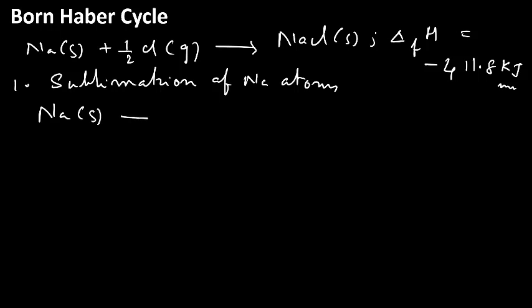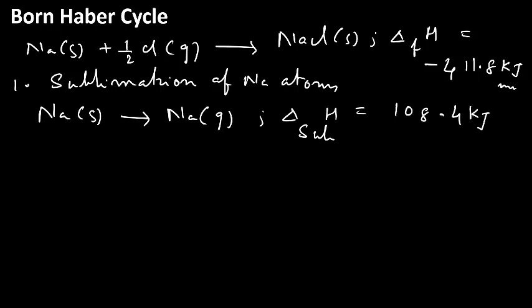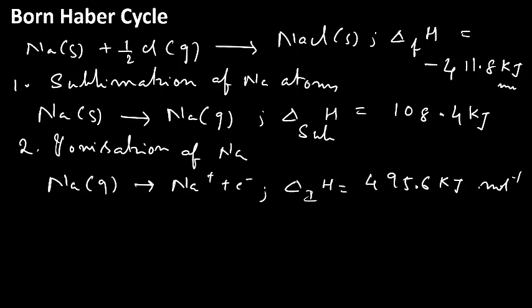Na solid changes to Na gas, and here delta H sublimation is equal to 108.4 kilojoule. So when sodium solid changes to sodium gas, energy is taken, and of course this is known as enthalpy of sublimation, that is 108.4 kilojoule. Sodium gas changes into sodium ions. So gaseous sodium ionizes into gaseous ions. Therefore the energy involved here is enthalpy of ionization, and this is 495.6 kilojoule per mole.